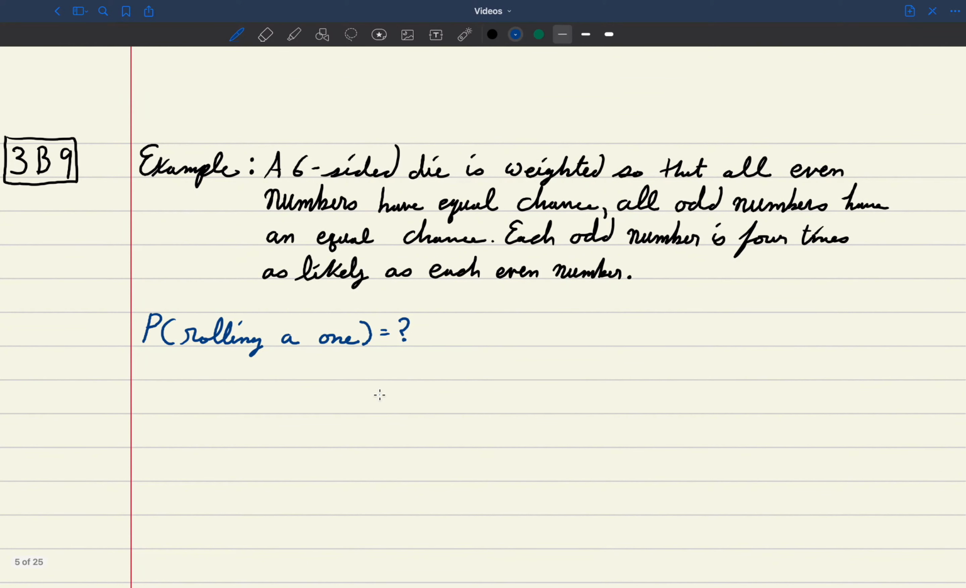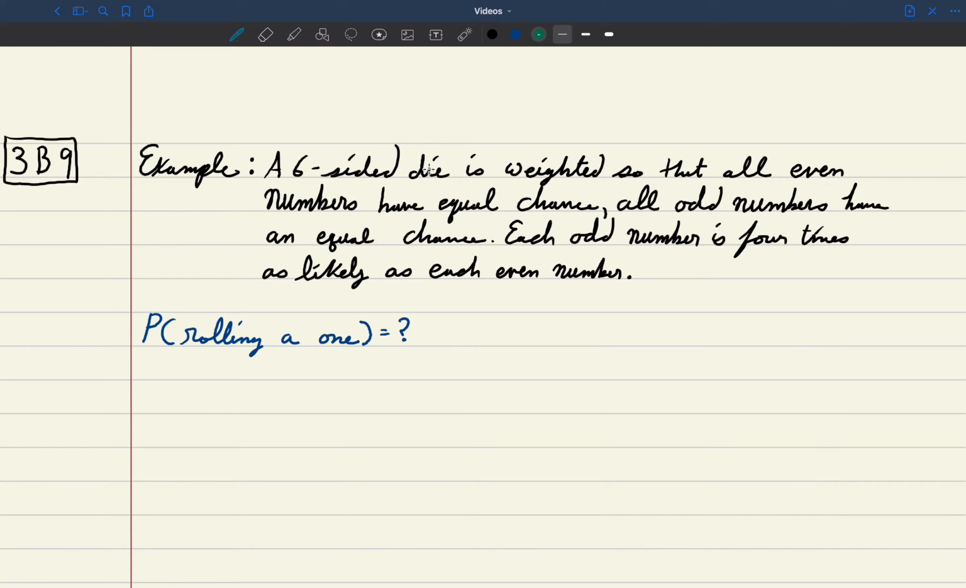So here's an example. A 6-sided die is weighted so that all even numbers have an equal chance, and all odd numbers have an equal chance. Each odd number is 4 times as likely as each even number. And the question we're trying to answer is, what is the probability of rolling a number 1? So with this weighted die, what is the probability of rolling a 1?